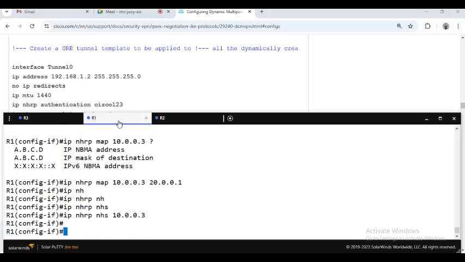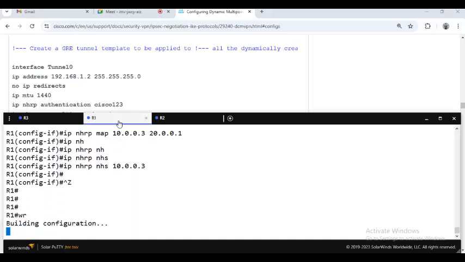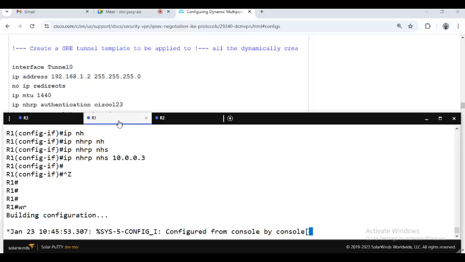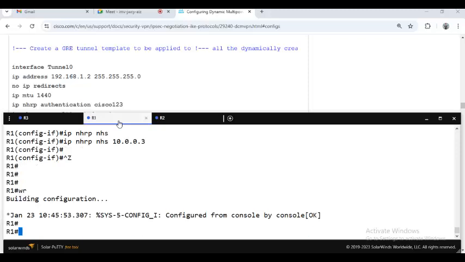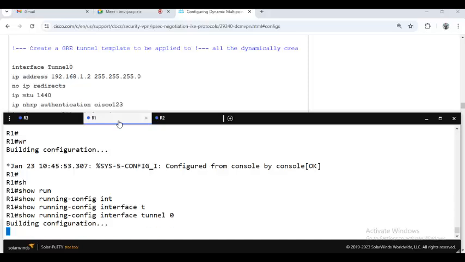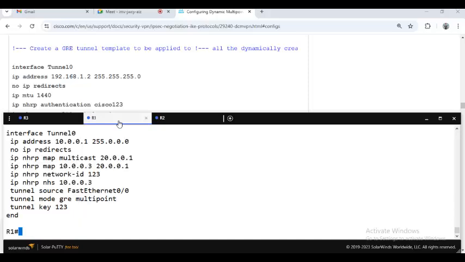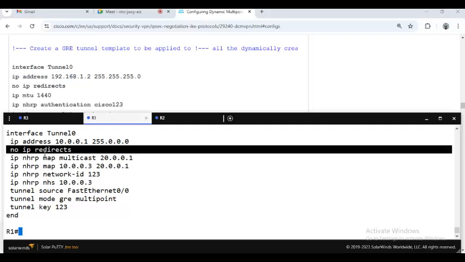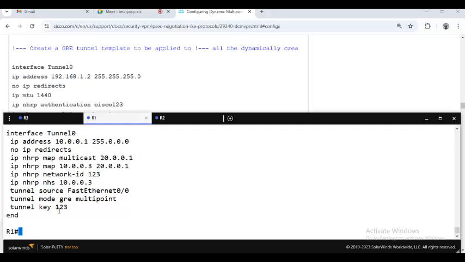Show run interface tunnel 0. Right. I did not configure this. It is by default, so no worries. That's for security. It is there. Okay. Tunnel source, tunnel mode, tunnel key, 3 commands. Perfect. Now DMVPN should be working. Show IP, show DMVPN. Yes, it says it is up. It is up.